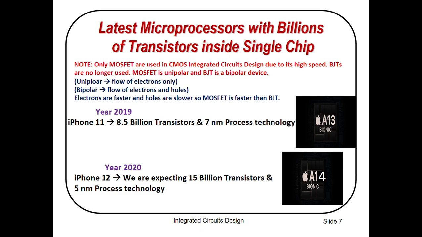In the year 2019, iPhone 11 was introduced by Apple. It had 8.5 billion transistors. Similarly, in the year 2020, we are expecting iPhone 12 with 15 billion transistors on a small chip. So you can see that integrated circuit technology keeps on evolving, where we are continually scaling down our transistors to integrate more and more transistors in a small silicon area.